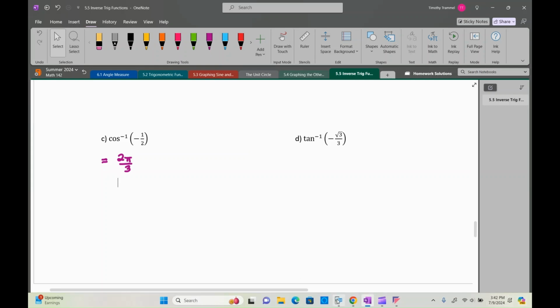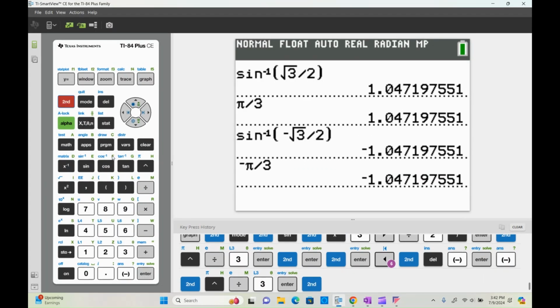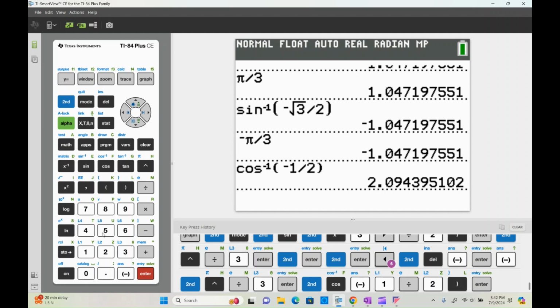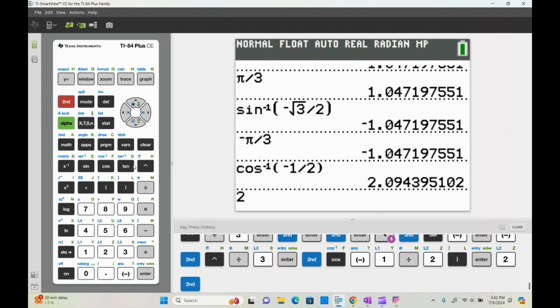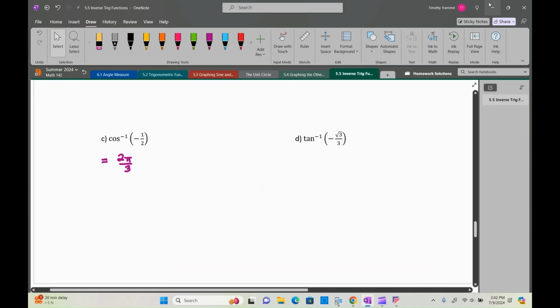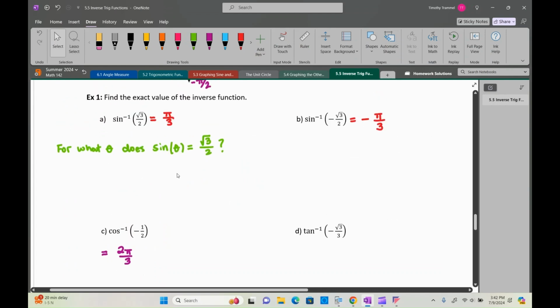And again, you can check that. You can say, okay, cosine inverse of minus 1/2, I believe it was, and we got 2 pi over 3. Let's see if that's equivalent. Okay, so those are equivalent. So that's looking good too.